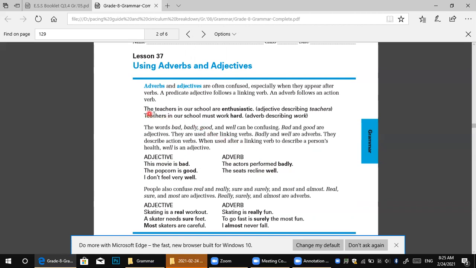For example, the teachers in our school are enthusiastic. Here, enthusiastic is an adjective describing teachers. Who are enthusiastic? The teachers. But teachers in our school must work hard. Does hard describe the teachers? The teachers are hard? Of course not. The hard here specifies the verb. So hard is an adverb.